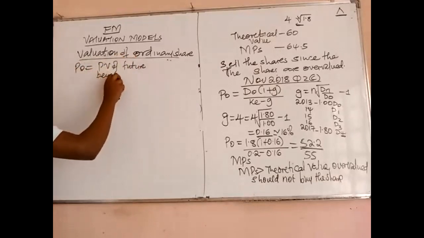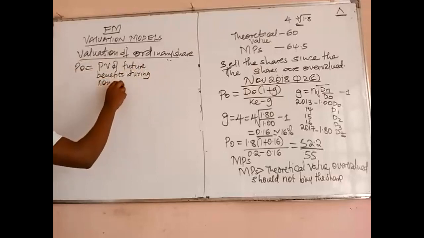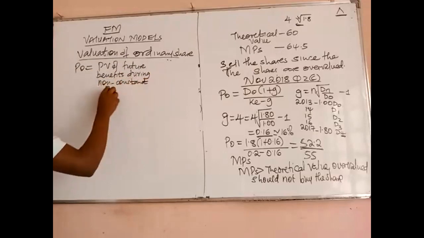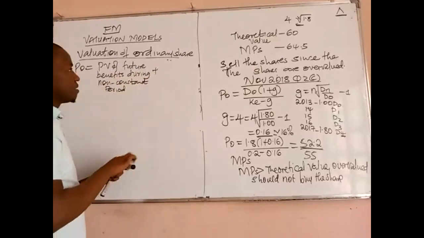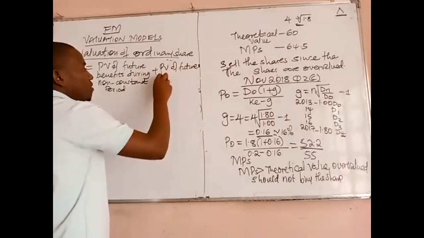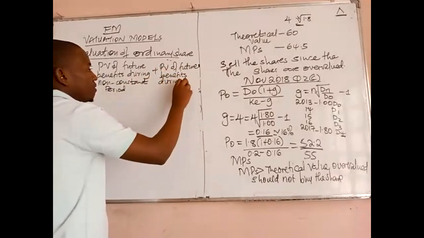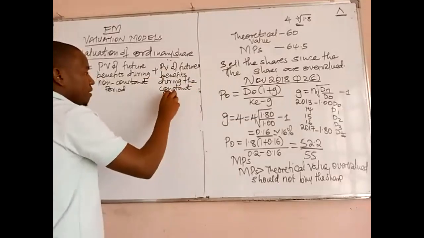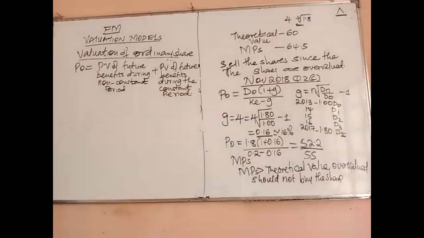Fundamental theory of valuation, where in this case the value will be the present value of future benefits during the non-constant period, you add the present value of future benefits during the constant period. That is how we get the value.